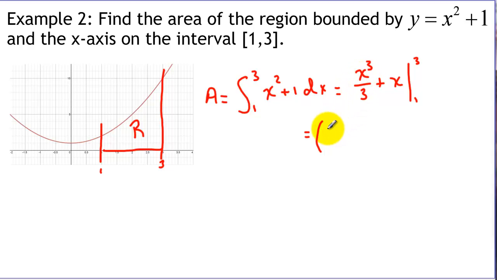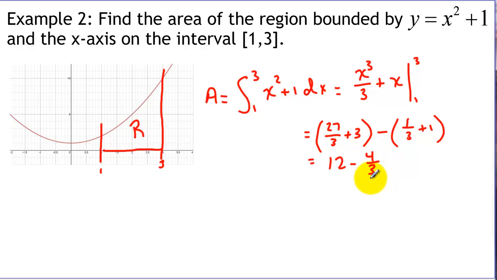So now here I have 3 cubed, which is 27 over 3 plus 3, and then subtract, substituting in the lower limit. So here I've got 9 plus 3 is 12, minus here 4/3, and that's going to be 32/3, and that would be whatever the dimensions are, square units here. Now that's the area of this region here.